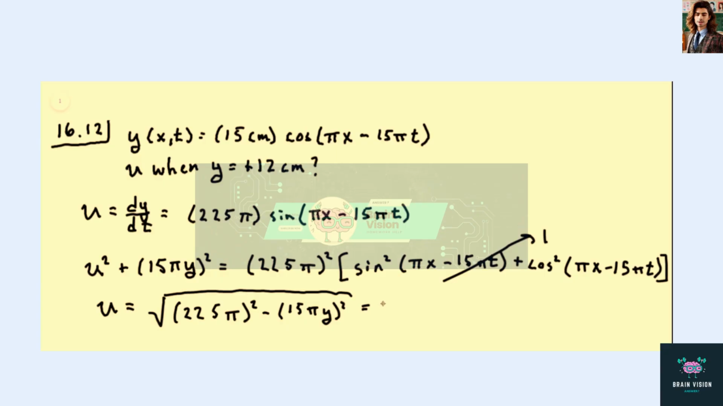Now this simplifies to 15 pi, because we can take our 15 pi squared out. And so we're just left with the square root of 15 squared minus y squared. And so you see we've come up with an expression for u that doesn't involve x or t. So we just put in 12 centimeters here.